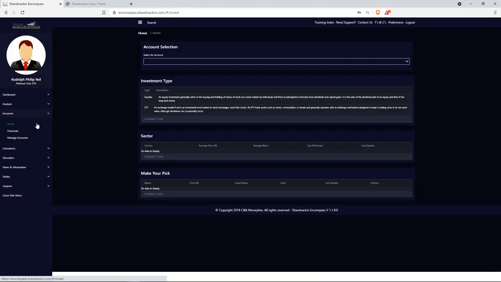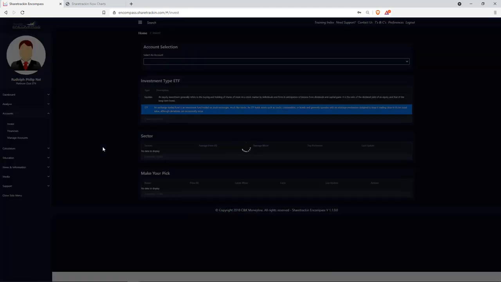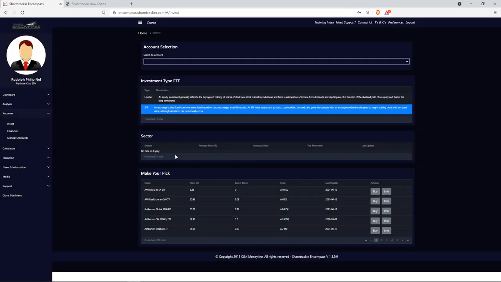But if you want to invest into ETFs, that would be the only way. Go to invest, click on ETF. It will load them all up. There's no sectors. You just need to go and search the share and click on buy.